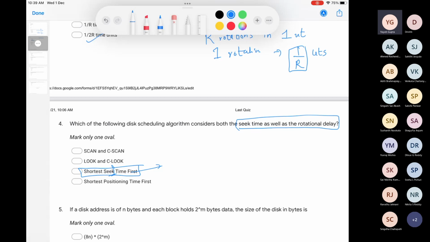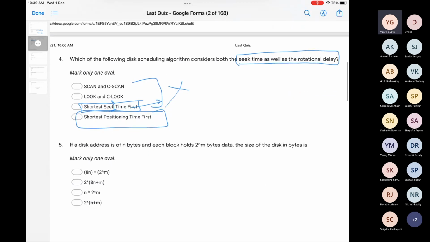So it's a greedy algorithm. But see, it doesn't consider rotational delay. So rotational delay is the movement of the platter, the rotation of the platter. It doesn't consider that. So we discussed in the class that it was actually shortest positioning time, which considers both of these. So none of your algorithms, first come first serve, scan, C-scan, look, C-look, or shortest seek time first, none of these consider your rotational delay. All right.